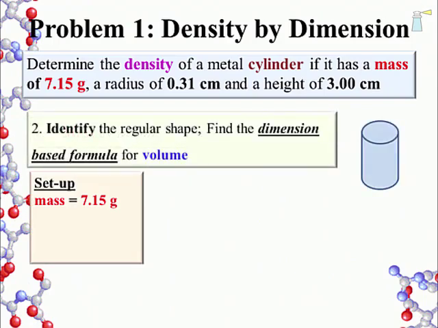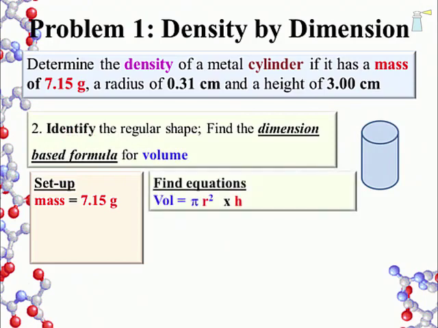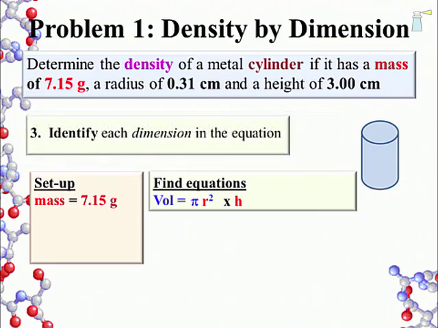Next, identify the regular shape. That's the cylinder. As we saw earlier, the formula of a cylinder is volume equals pi r squared times height. And we put this formula in the equation or relationship part of the problem-solving process. Our third step has us identifying each of the dimensions in the equation, beginning with radius and then height.